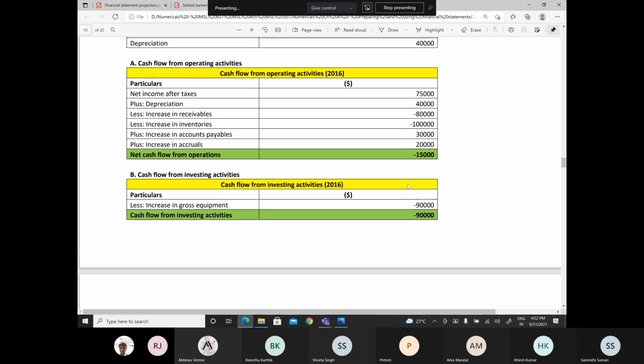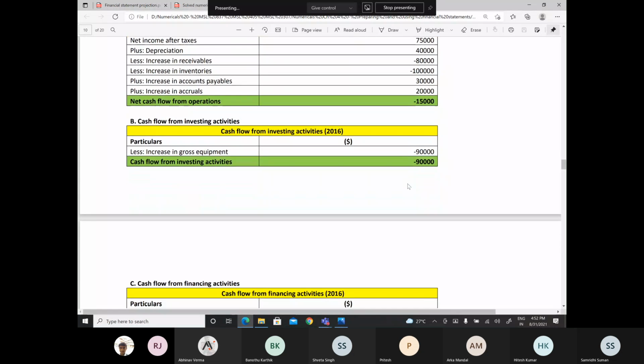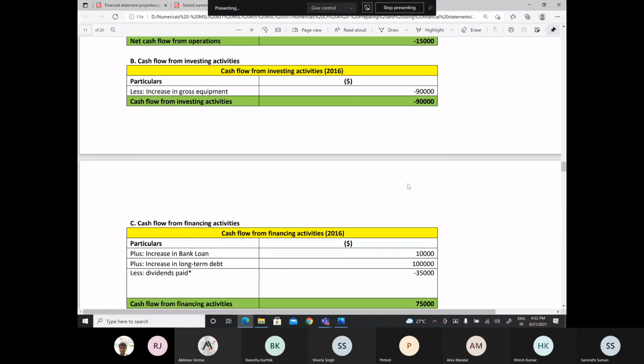Then the second is cash flow from investing activities. So basically we have seen that we have added gross equipment worth 90,000. So that means the company has spent this cash. So that is also giving us a negative cash flow of $90,000.